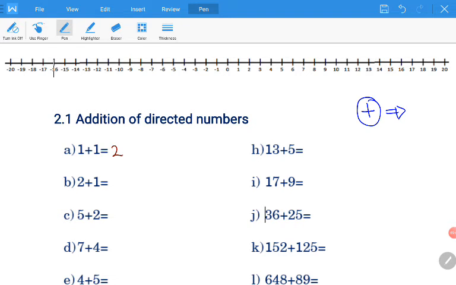D. D is saying 7 plus 4. So what it means is we are going to where 7 is. Then we move 4 places to the right. So it's 1, 2, 3, 4. The answer is 11. So 7 plus 4 is equal to 11.